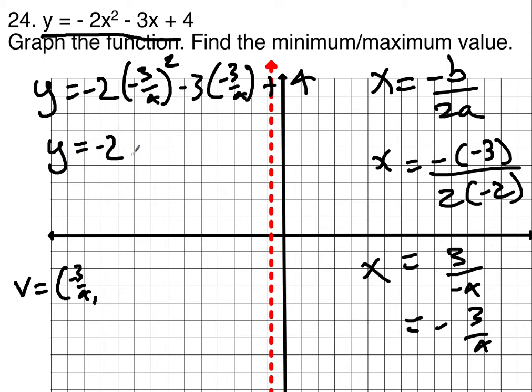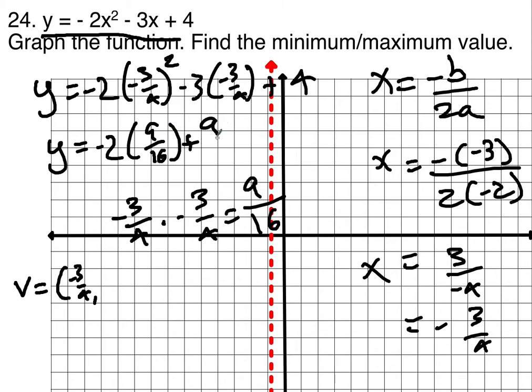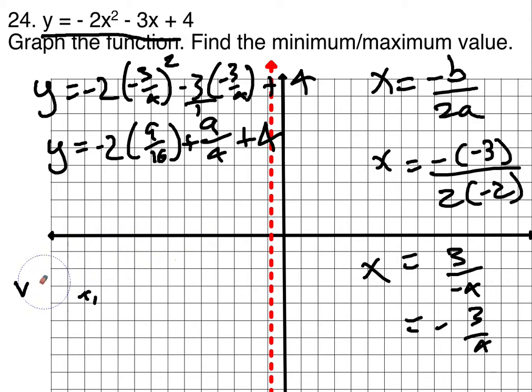So y is equal to negative 2. Negative 3/4 squared is the same thing as saying negative 3/4 times negative 3/4. Negative 3 times negative 3 is a positive 9. 4 times 4 is 16. So this is 9 over 16. Negative 3 times negative 3 is a positive 9 over 4. You could think about this as 3 over 1 if you're having trouble with fractions. And then plus 4.